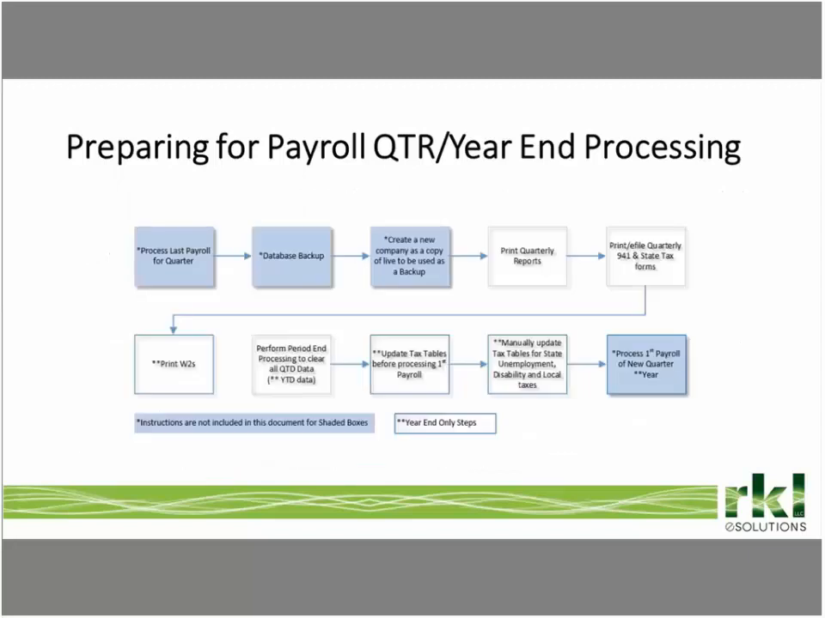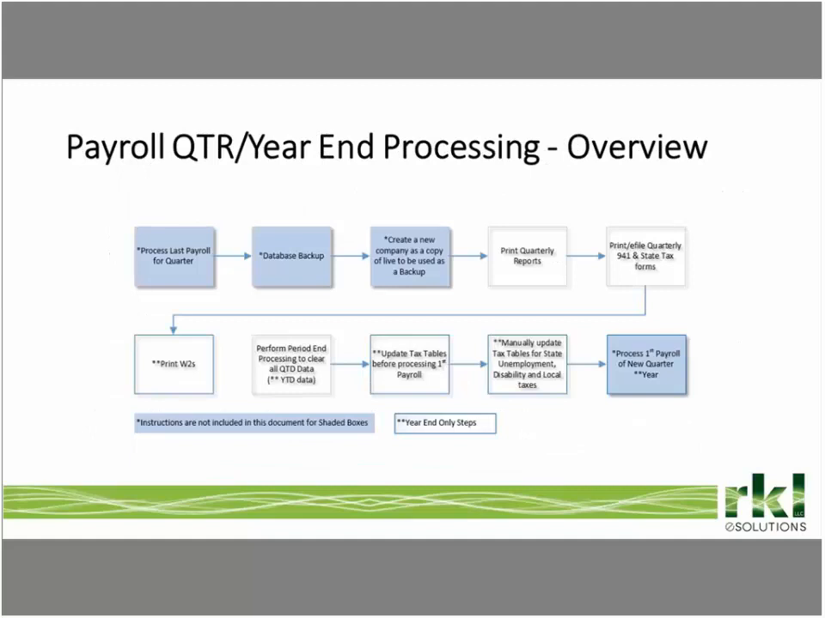Let's keep going. This is a small workflow chart here. Basically, it's an overview of what period end processing should look like. We can go through it a little bit. You're going to run your last payroll for the quarter. You'll do your database backup. At that time, you're going to create the new company, as we just discussed.